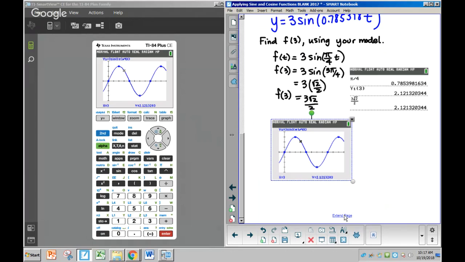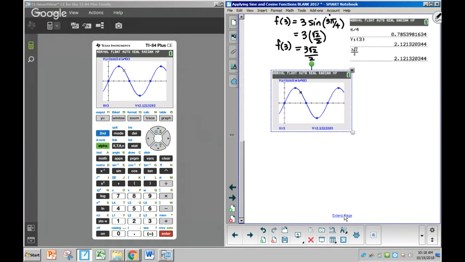Okay. Now, on a quiz or a test, I would want you guys to show me this, and then you just plug it into your calculator to get the answer, right? What if I wanted to know what time my data was at 1? What would I have to do? That's right, we have to put it in y equals 1.